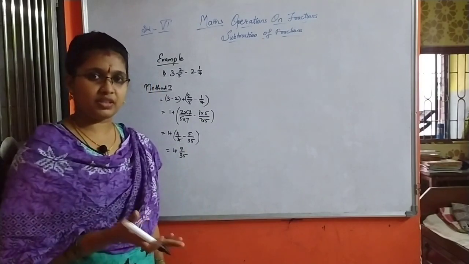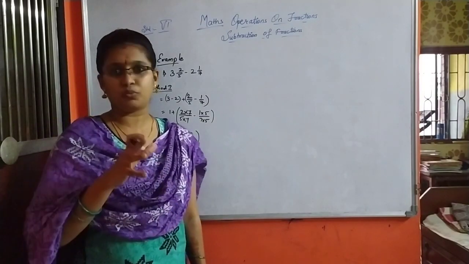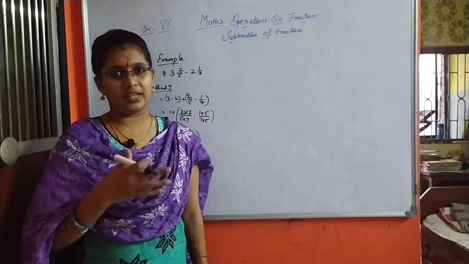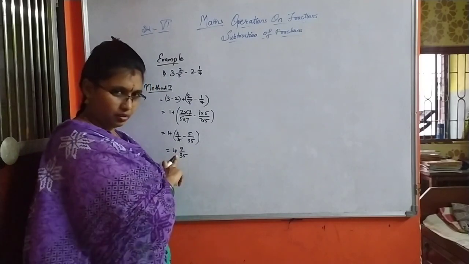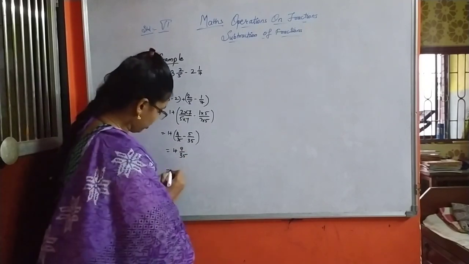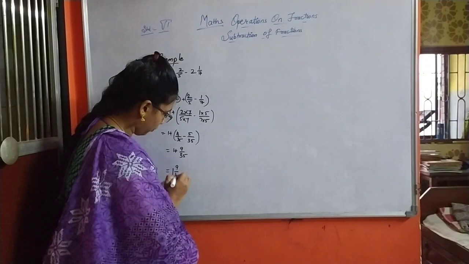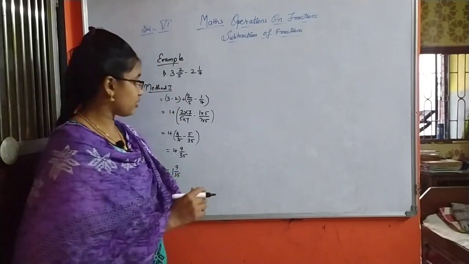Now 9 upon 35 is a proper fraction. When the fraction is in proper form, we need not divide it anymore. We can directly write it in the mixed form, because we have a plus sign in the middle. Also it is a proper fraction. So the answer is 9 upon 35. So this is the first method.